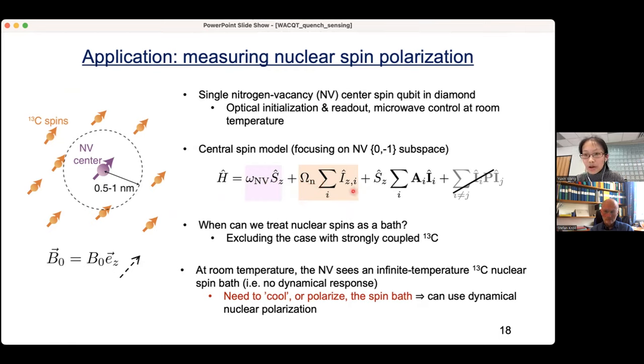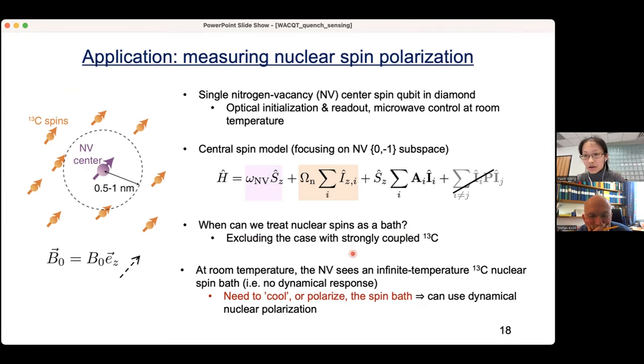We can show that the NV-nuclear spin interaction can be described by this kind of pure dephasing type interaction to a very good approximation. Also note that the nuclear spins in principle can interact with each other, but in the regime that we're interested in, this term is negligible. At this point, an important question to consider is when can we really treat those nuclear spins as a bath? Because by the end of the day, it really consists of randomly distributed, but individual and discrete spins.